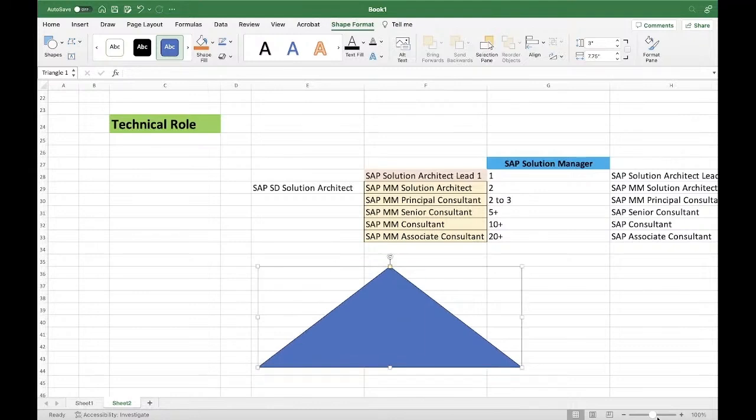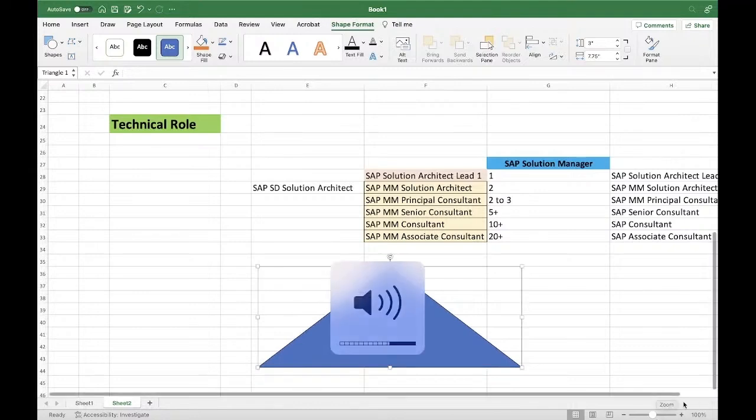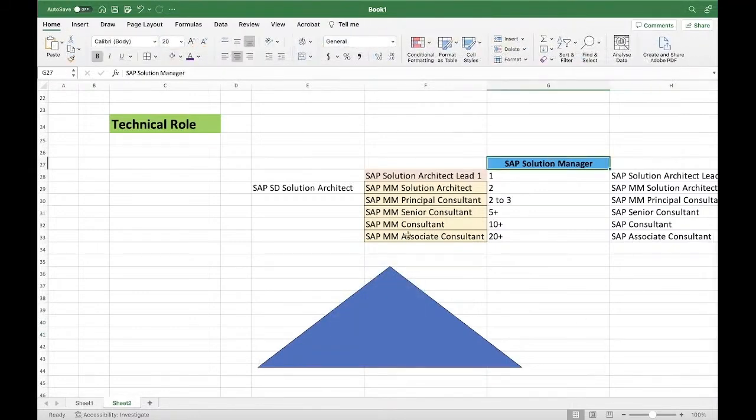If you see this triangle curve, this solution manager is at this place. Okay, a solution manager, and here we have 20 plus associate consultants, or maybe 10 plus MM consultants. Then slowly there will be senior consultant, then principal consultants, then solution architect. After that, solution architect lead and solution manager.